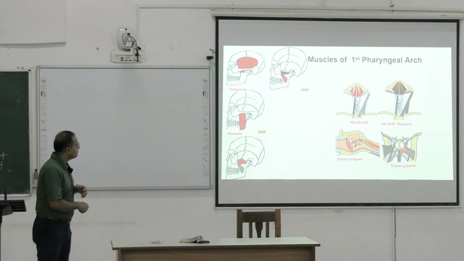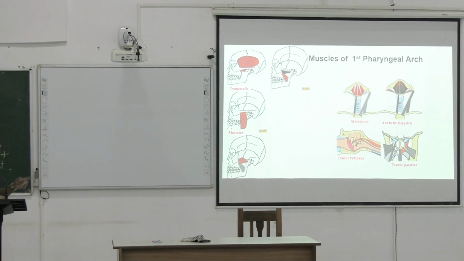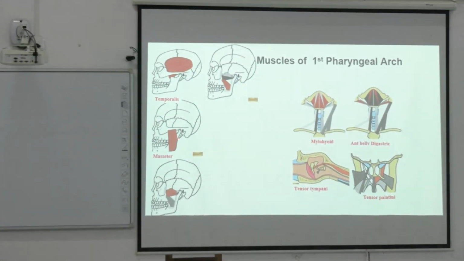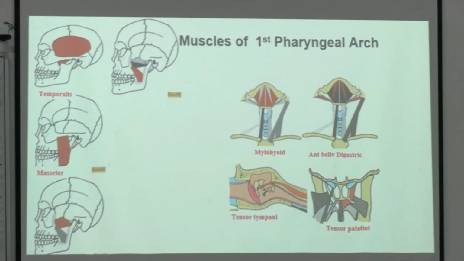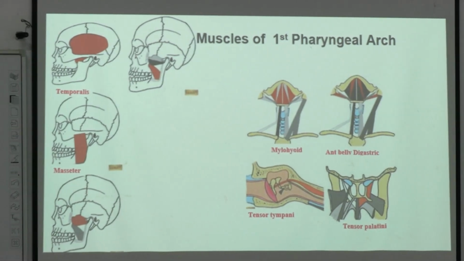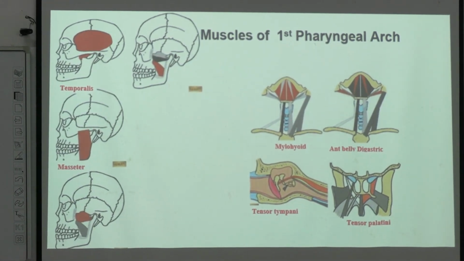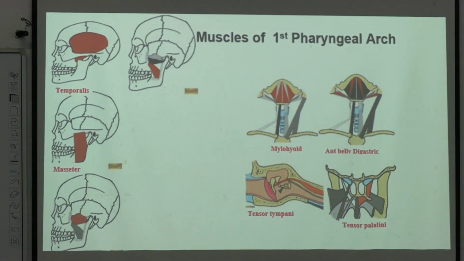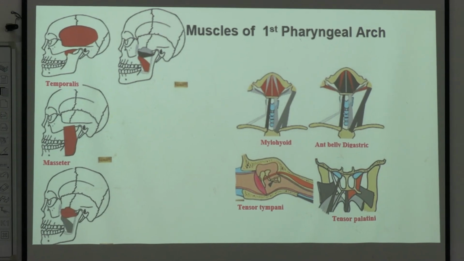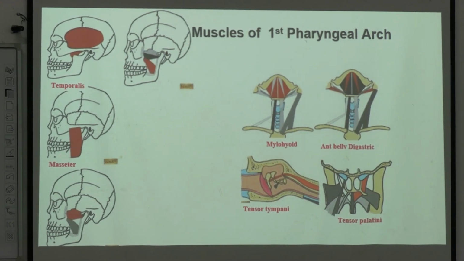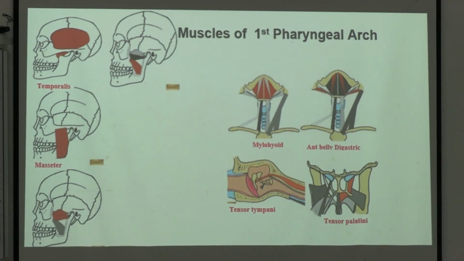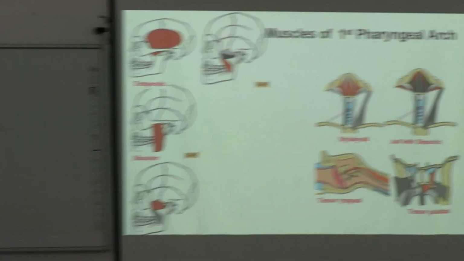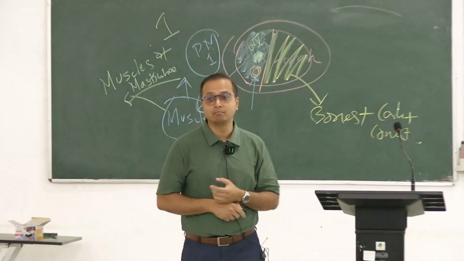So this is what we just mentioned here. Muscles of the first pharyngeal arch: all the muscles of mastication, temporalis, masseter, pterygoids, medial and lateral, all of them. In addition to that, we have the mylohyoid, anterior belly of digastric, tensor tympani and tensor palatini. They are sourced from the same first pharyngeal arch, and they are supplied by which cranial nerve? Number 5, that means trigeminal. So branches of trigeminal will be supplying them.